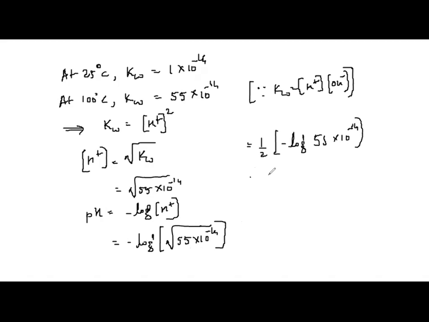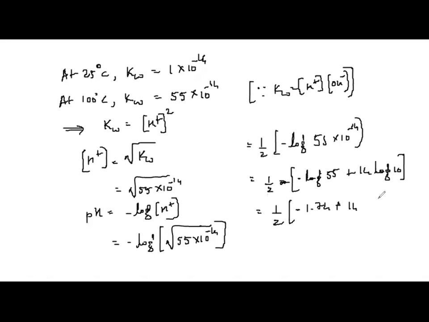So half minus. Can I write this as, okay, I'll take the minus inside: minus log of 55 plus 14 log 10. This can be written like this also. Then solve it out. The answer comes out to half, they have given my log of 55 is 1.74, minus 1.74 plus 14. Log 10 is 1. Therefore, with simple calculations, it becomes 12.626. Solve this out, you will get the answer 6.13.